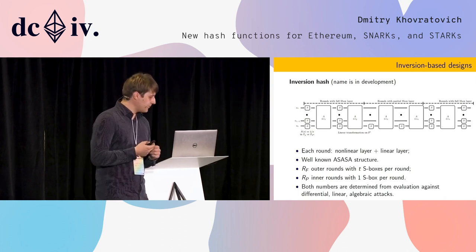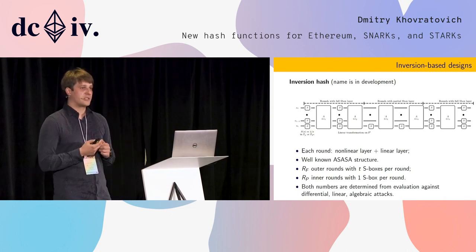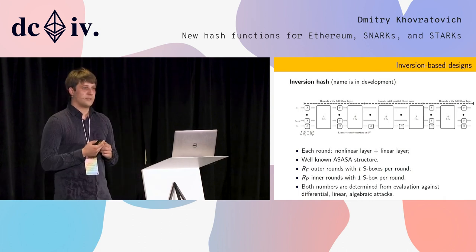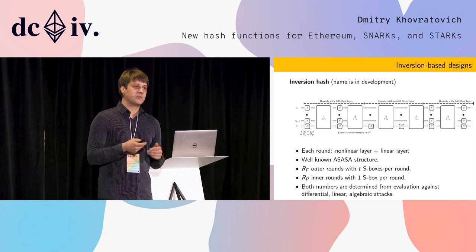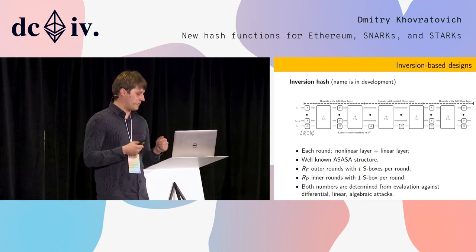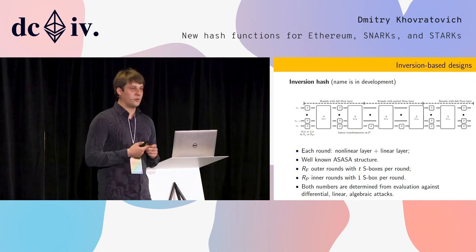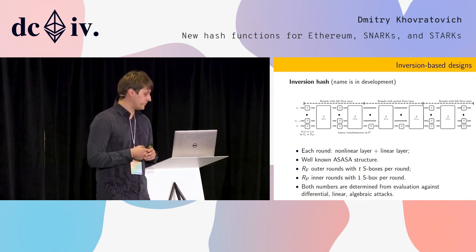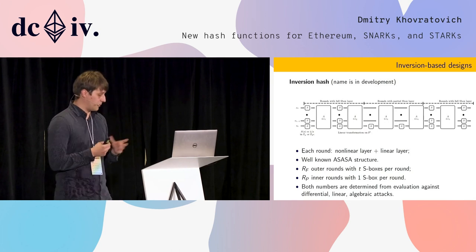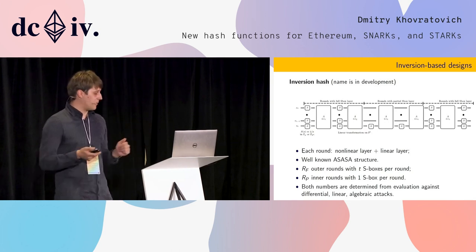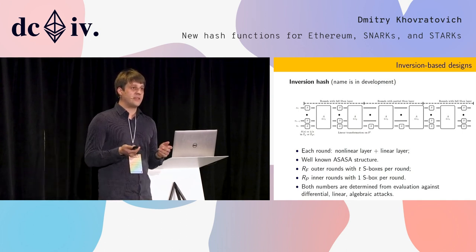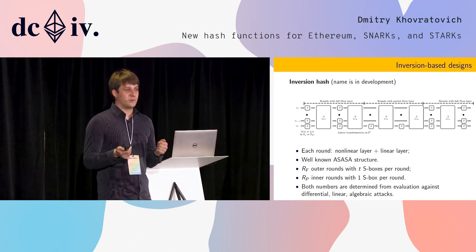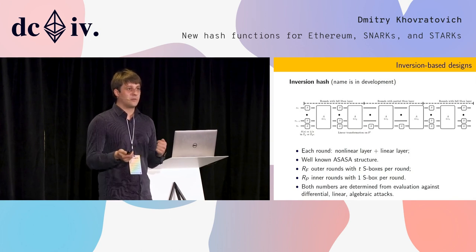Another very nice idea is that for the middle of this construction, we do not need a full S-box layer, because the algebraic attacks we work with can be controlled even with one S-box in the middle, or two. But one is fine. The parameters of this design are, of course, the width of an S-box, and this S-box can be a prime field inversion for SNARKs, or a binary field inversion for STARKs, and you can take whatever binary field you want.